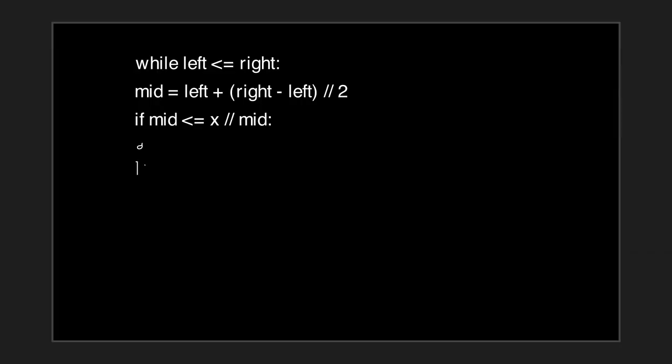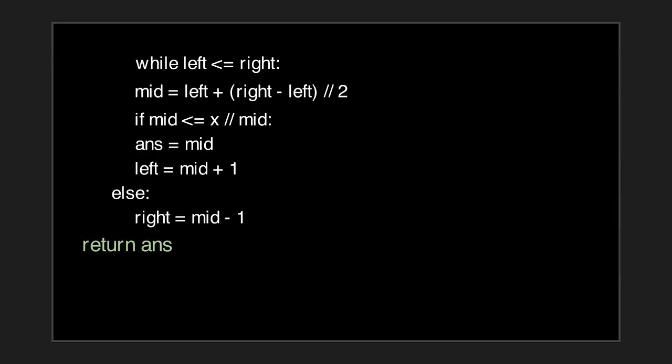If that condition is true, we have found a valid candidate. We update our answer by writing ans equals mid. Because we want the largest possible integer, we discard the left half by updating left equals mid plus 1. Otherwise, if the condition is false, mid is too large. We write else, right equals mid minus 1 to discard the right half. Finally, once the pointers cross and the loop terminates, we step outside the loop and simply return ans. This completes our highly optimized, robust solution.